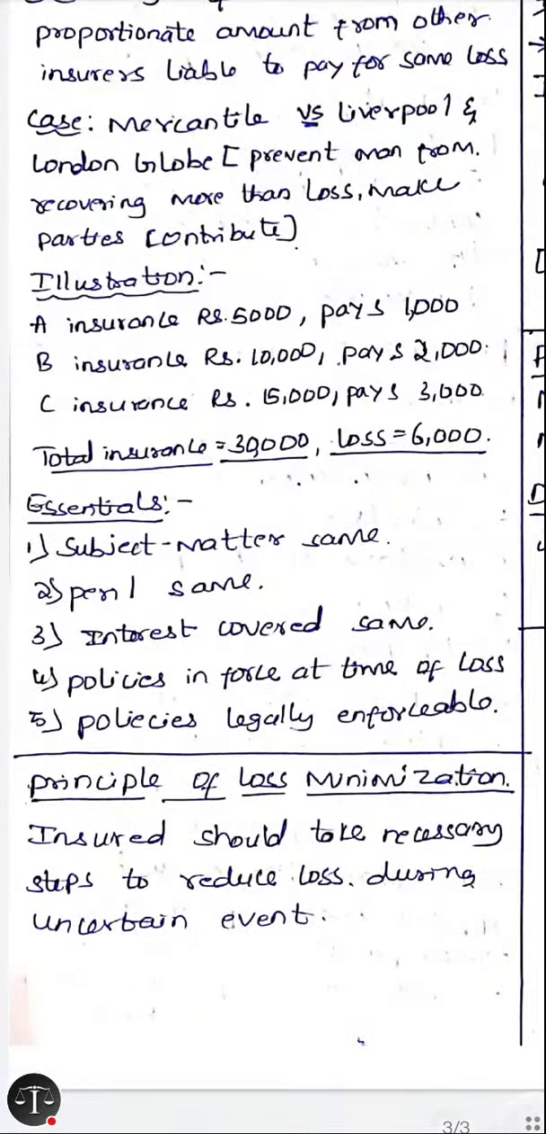The next principle is the principle of loss minimization. So what is the principle of loss minimization? It says that the insured, the person who is taking the insurance, should take necessary steps to reduce loss during an uncertain event. So during the happening of an event, say for example, a bike driver is driving his bike and suddenly suffers an accident, during the accident he should take extra care to avoid as much loss as possible to his bike. He should take extra care.